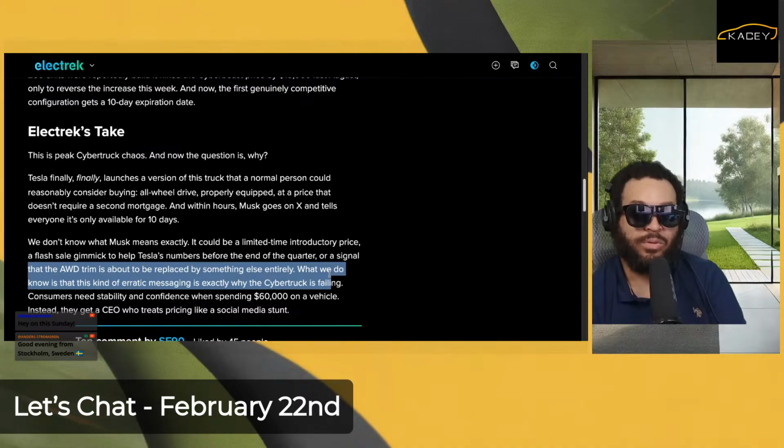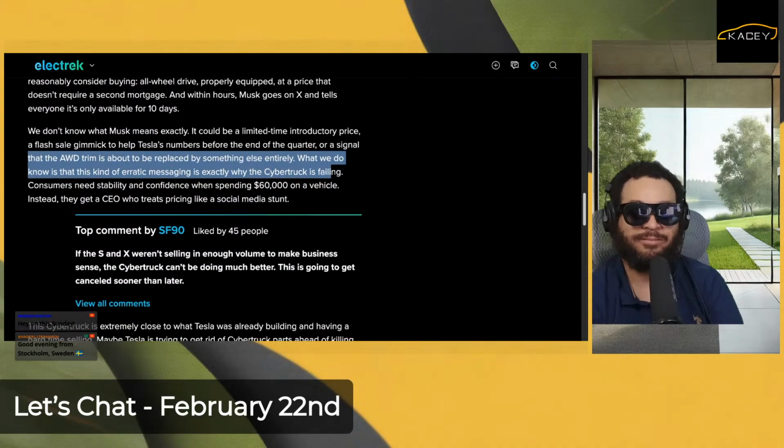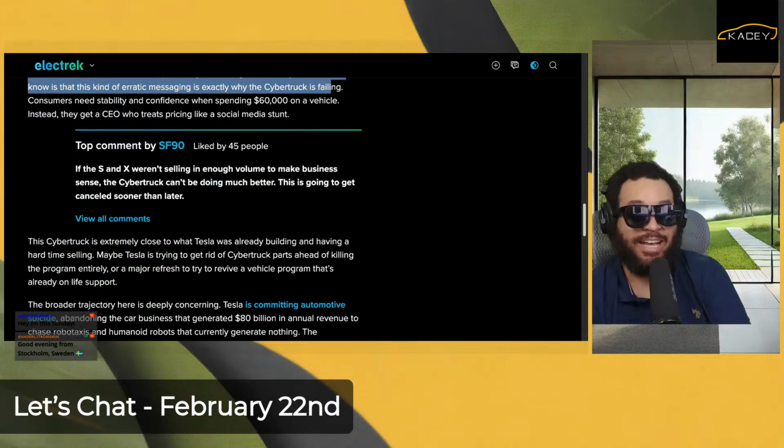What we do know is that this kind of erratic messaging is exactly why the Cybertruck is failing. Yes, exactly. People want some stability, and this whiplash stuff is getting old, Elon. Consumers need stability and confidence when spending $60,000 on a vehicle. Instead, they get a CEO who treats pricing like a social media stunt. I can't even argue with you on that.